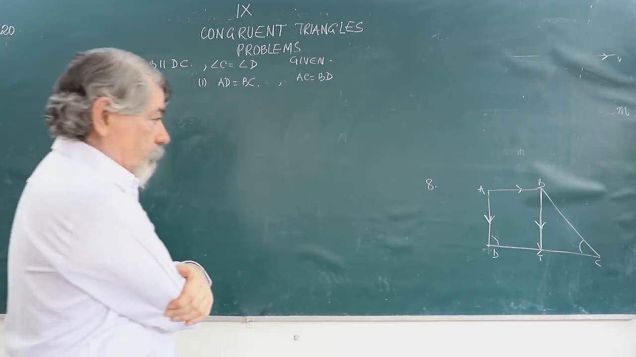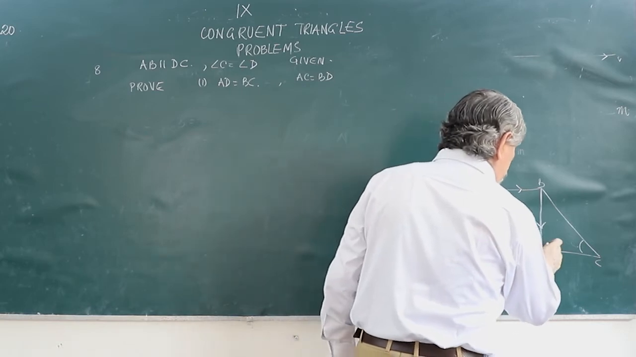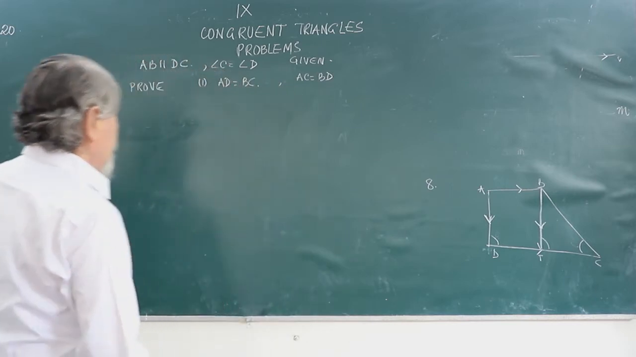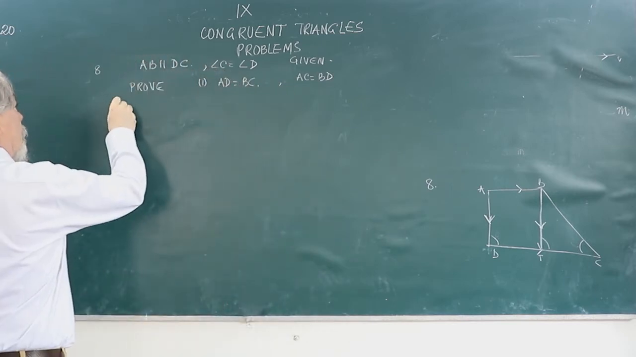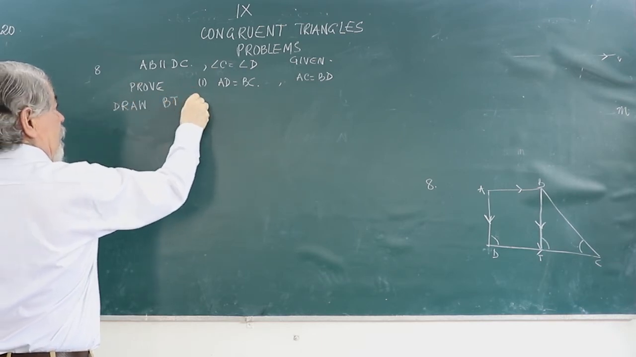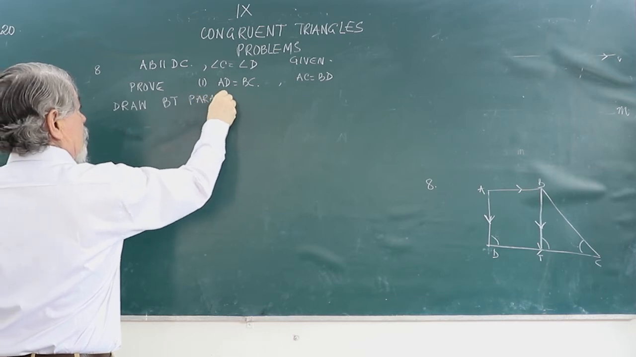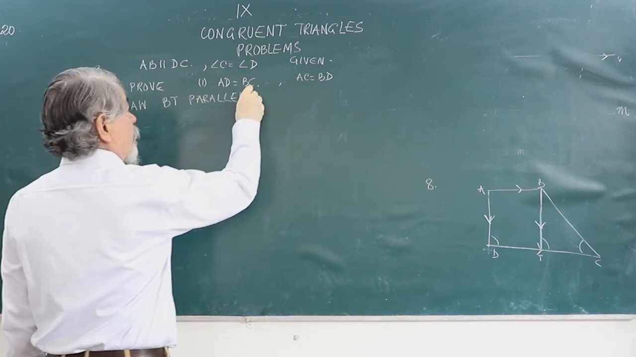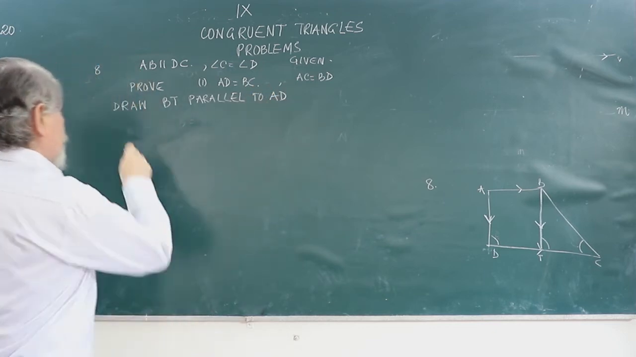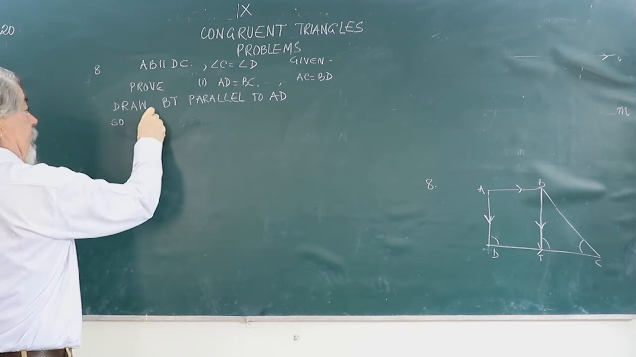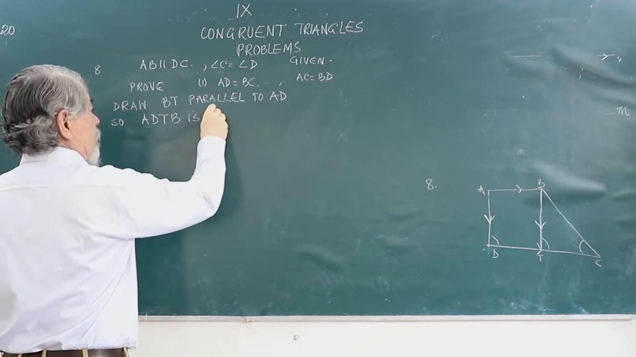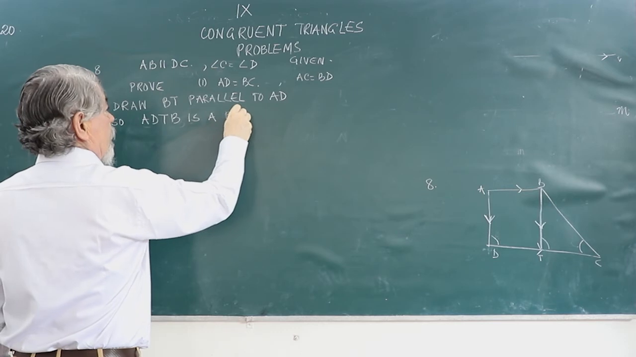And also this angle will be equal to this angle. These are corresponding angles. What is the construction? Draw BT parallel to AD. We have drawn BT parallel to AD. So ADTB is a parallelogram.